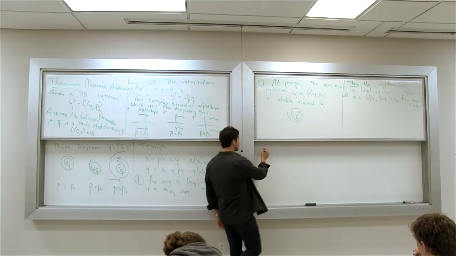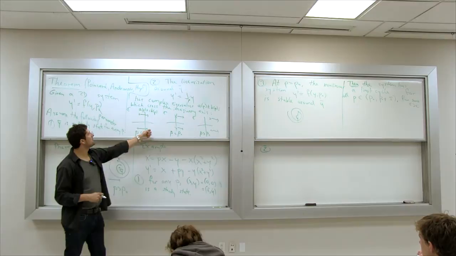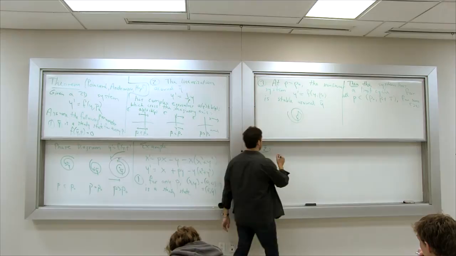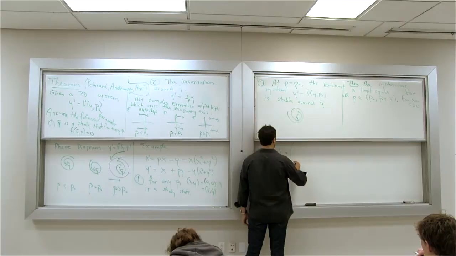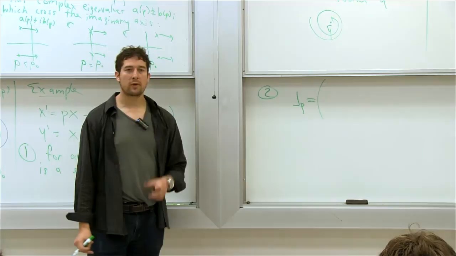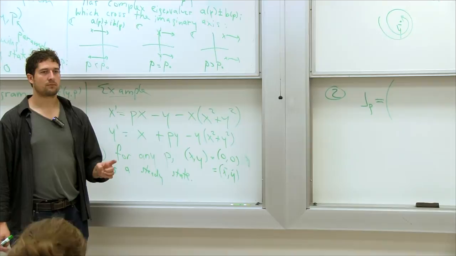So for two, we need to linearize around the steady state, which is zero, right? So let's first find the Jacobian of this system. Okay, so let's fix the value of p, and let's think about the Jacobian associated with this system at p. Nelson, do you want to try? Sure.